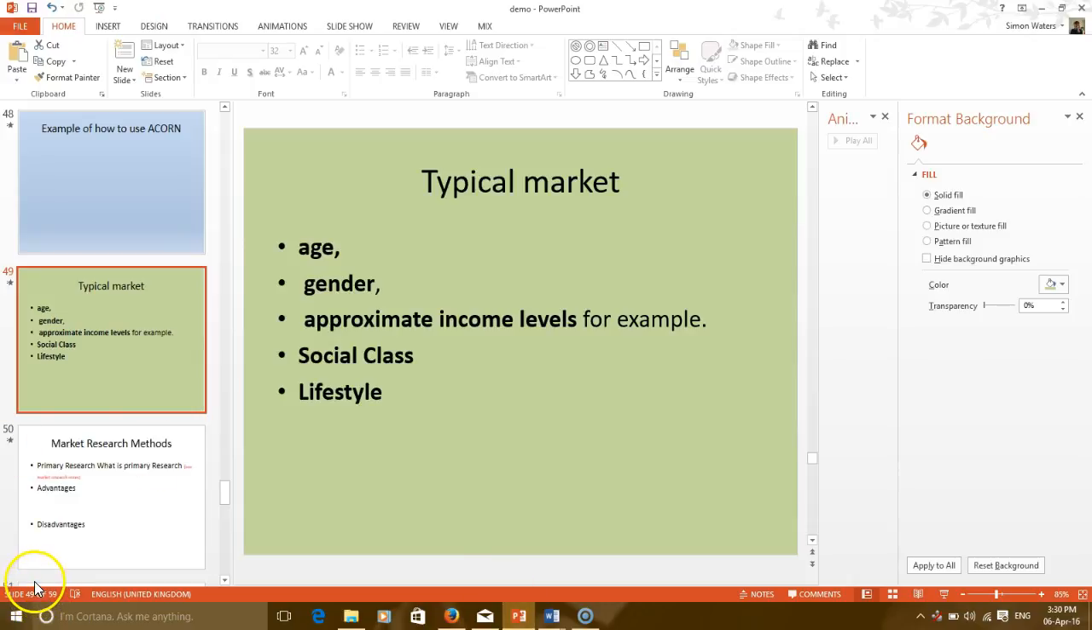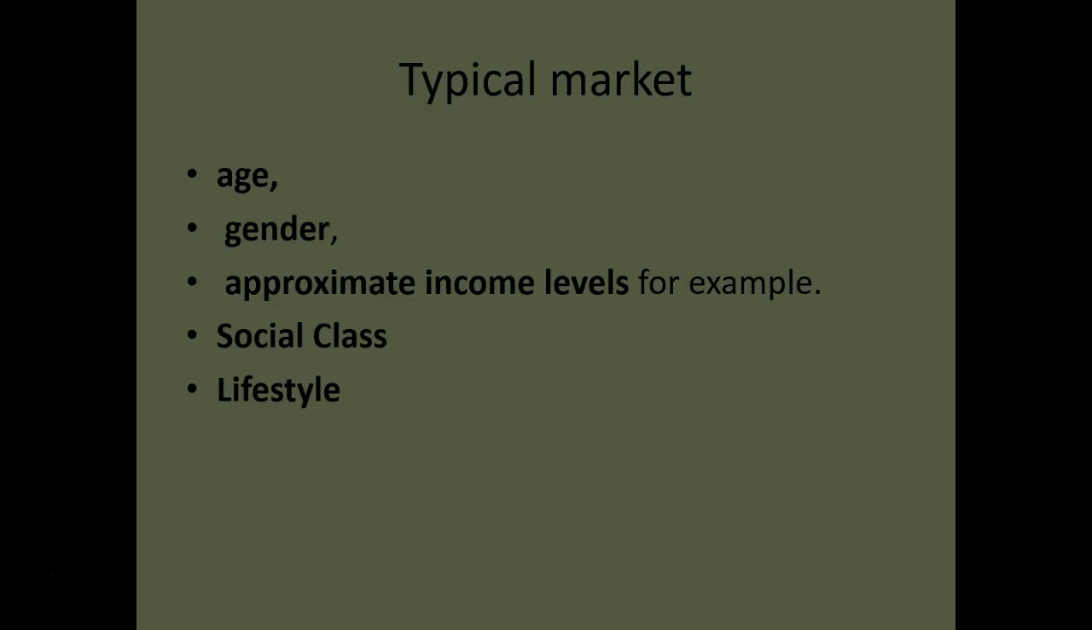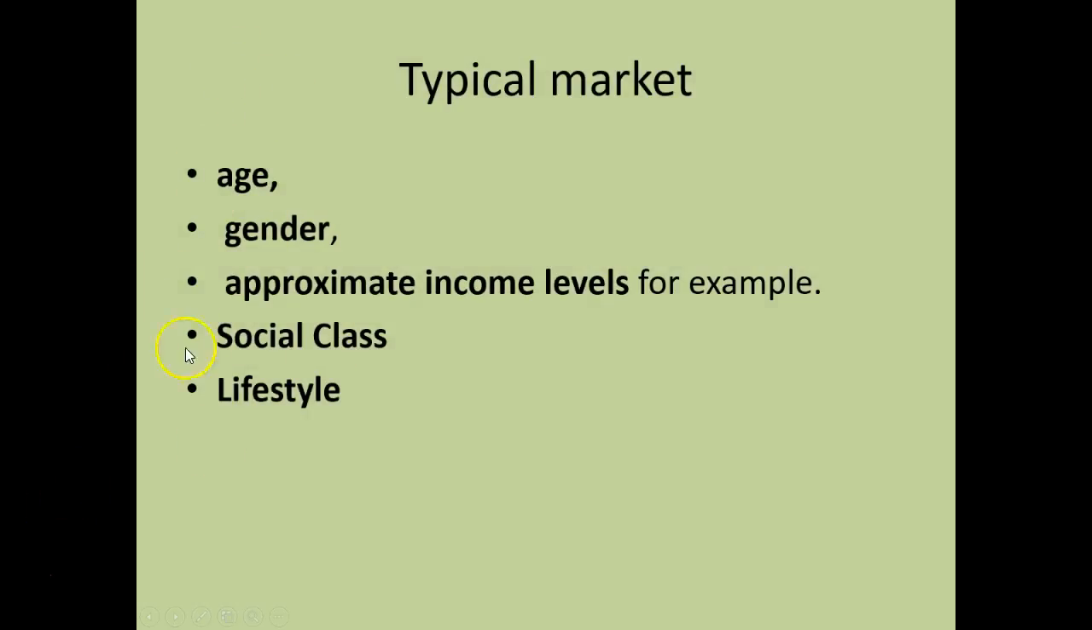Definitely probably the most useful thing you have to use is these things here, and all you have to do is describe what your typical person is. So age, gender, income level, social class, and then lifestyle. You need to go through it and explain what do they do, who is your typical market, and things like that. You can get that all from the summary and the description.